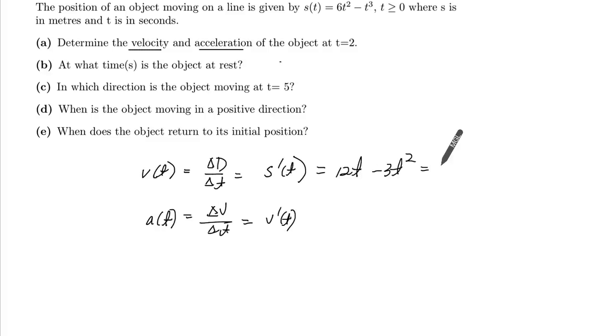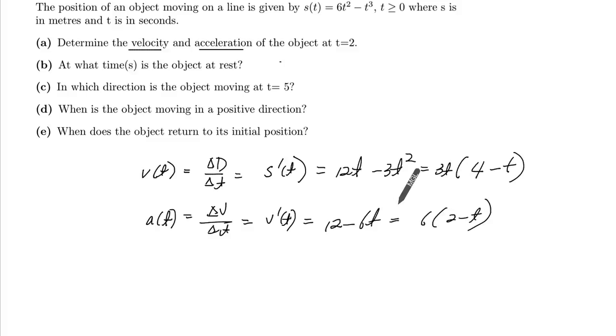Let me factor out the 3t that's common. And in most of these word problems you really need to factor. You cannot get the answer in the expanded form. So you get 4 minus t. Differentiate, but differentiating it's easier to do it from here because you can use the power rule instead of the product rule. So you get 12 minus 6t. Again, let's factor out the 6 and you get 2 minus t.